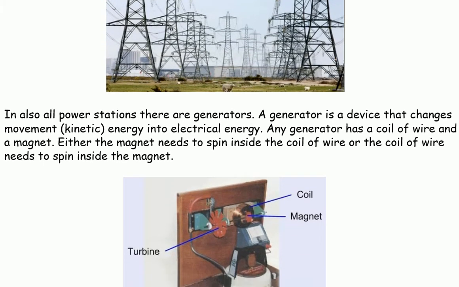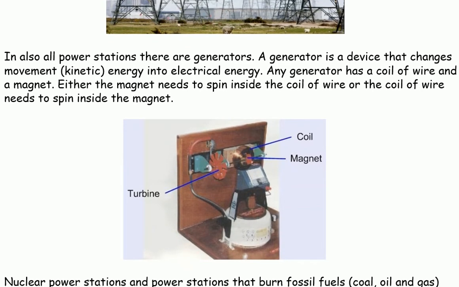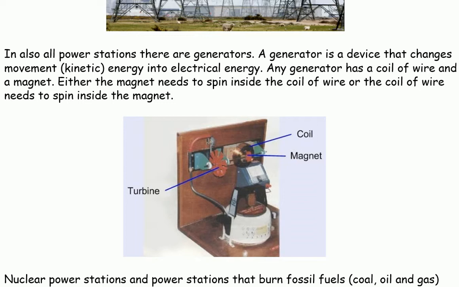In almost all power stations there are generators. A generator is a device that changes movement, or kinetic energy, into electrical energy. Any generator has a coil of wire and a magnet. Either the magnet needs to spin inside the coil of wire, or the coil of wire needs to spin inside the magnet.